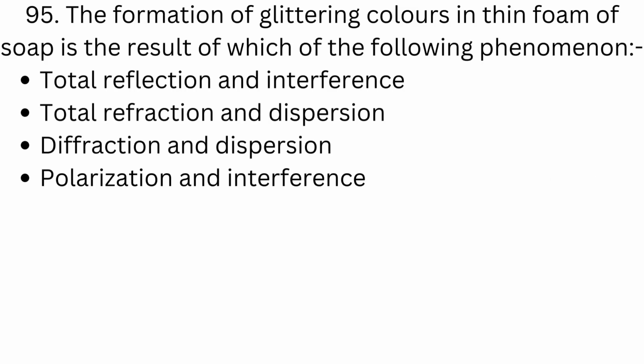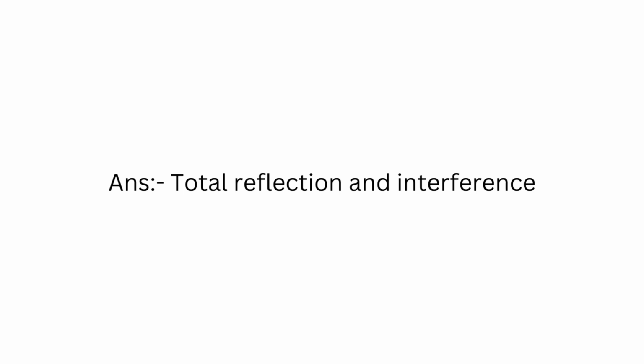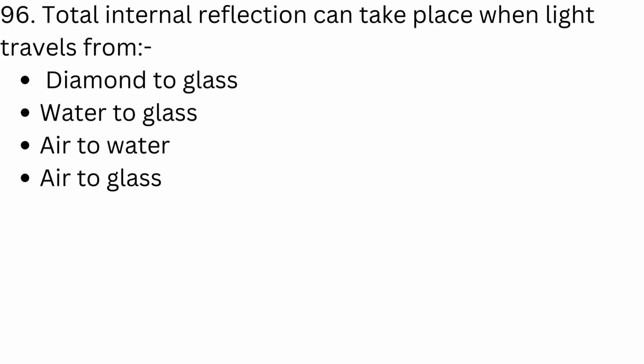It will bend away. Next question is, the formation of glittering colors in a thin film of soap is the result of which of the following phenomenon? Options are total reflection and interference, total refraction and dispersion, diffraction and dispersion, polarization and interference. The right answer is total reflection and interference.